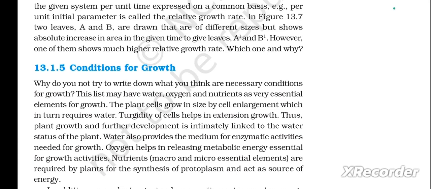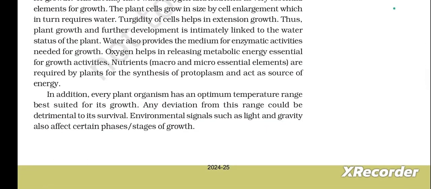The plant cells grow in size by cell enlargement, which in turn requires water. Turgidity of cells helps in extension growth. Thus, plant growth and further development is intimately linked to the water status of the plant. Water also provides the medium for enzymatic activities needed for growth. Oxygen helps in releasing metabolic energy essential for growth activities. Nutrients, that is macro and micro essential elements, are required by plants for the synthesis of protoplasm and act as source of energy. In addition, every plant organism has an optimum temperature range best suited for its growth.